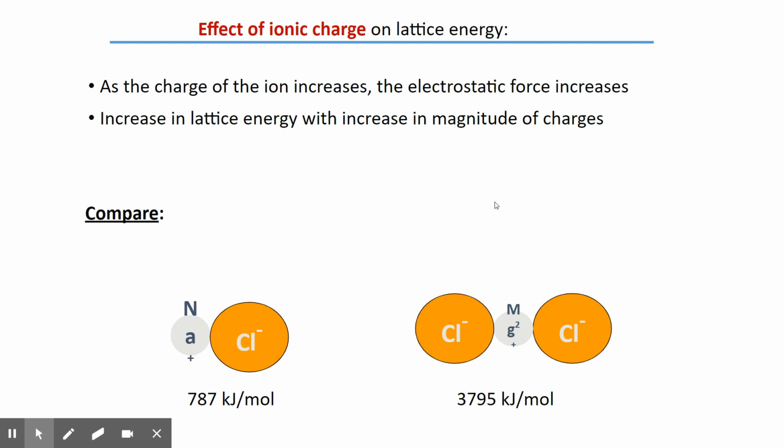Basically, the more charges you have in there, the harder it's going to be to break those charges apart. As the charge of the ion increases, the electrostatic force holding those together is going to increase higher and higher. So lattice energy increases with an increase in the magnitude of charges. The more charges you have, the more lattice energy you have, and the higher your electrostatic force. Hopefully that makes sense to you guys.